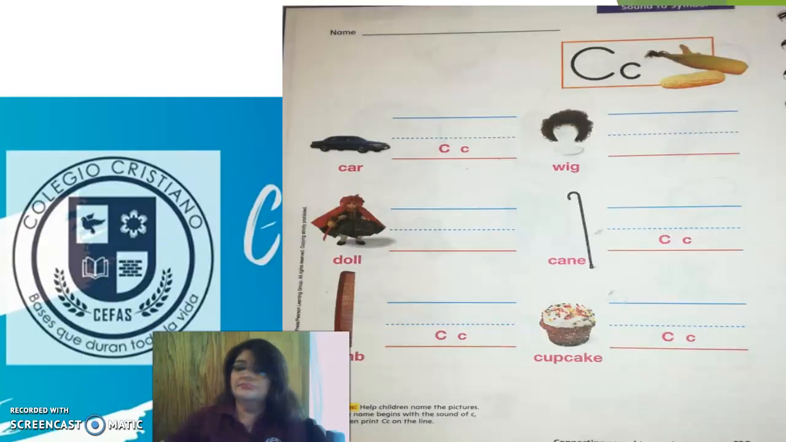Then, complete the page with capital letter and small letter. We have a car beginning with letter C. We have a cane beginning with letter C. Next we have a comb, and the other picture is cupcake beginning with letter C. Cupcake.